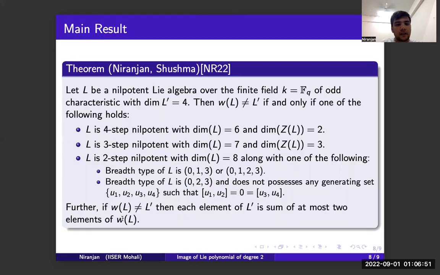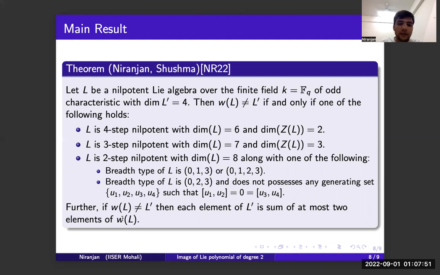So now I will state our theorem, from recent work. Let L be a finite nilpotent Lie algebra over a finite field of odd characteristic with the dimension of L dash equal to 4. Then W_L is equal to L dash if and only if one of the following holds. L is 4-step nilpotent with dimension of L equal to 6 and dimension of Z(L) equal to 2. L is 3-step nilpotent with dimension of L equal to 7 and dimension of Z(L) equal to 3. Or L is 2-step nilpotent with dimension of L equal to 8 with breadth type (0,1,3), (0,1,2,3), or (0,2,3), which does not possess any set u1, u2, u3, u4 such that [u1,u2] is equal to 0 and [u3,u4] is equal to 0.